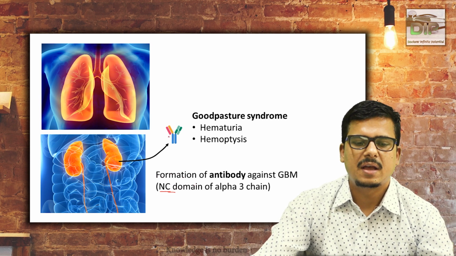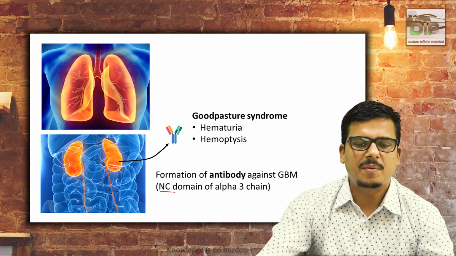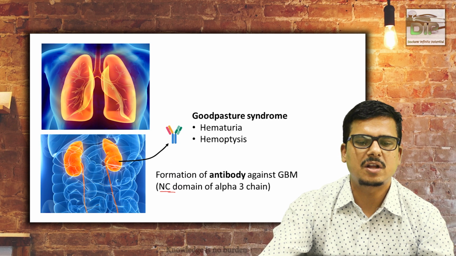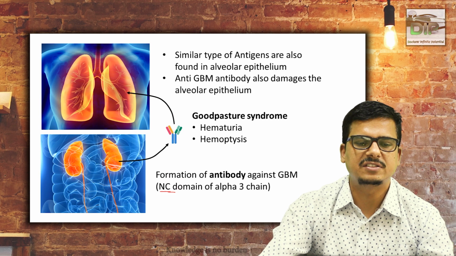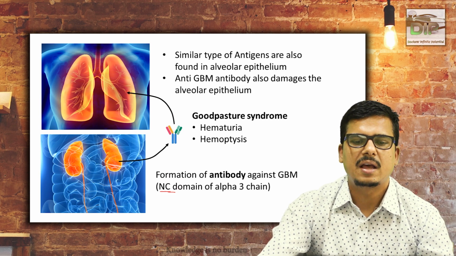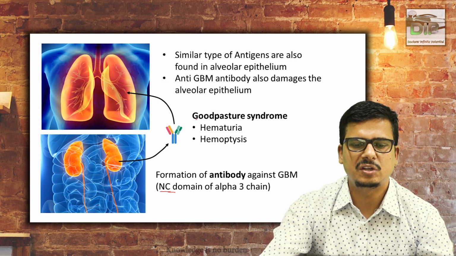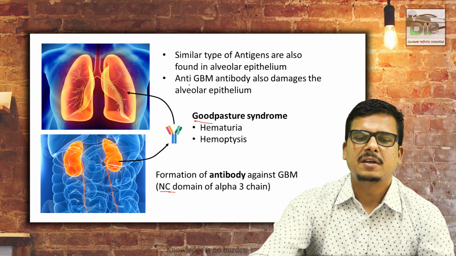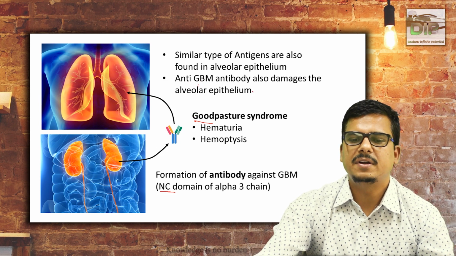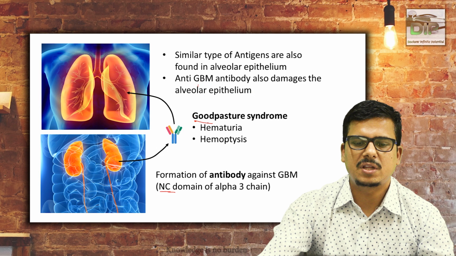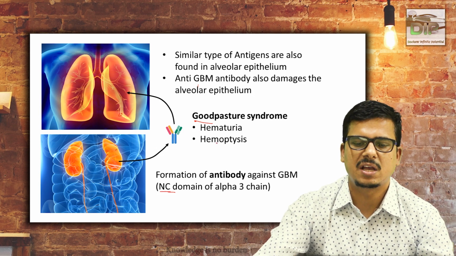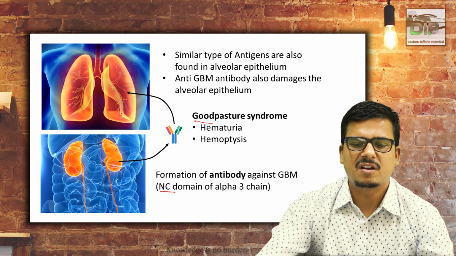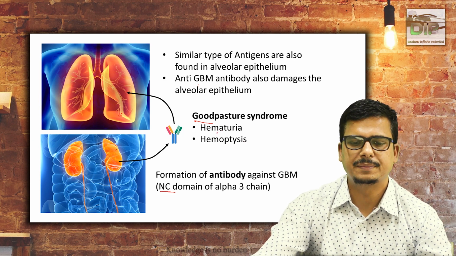The antibody which is formed against these antigens, a similar type of antigen is also located in the alveolar membranes. So that's why this antibody passes through the circulation and reacts with that antigen in the alveolar membranes, and that leads to Goodpasture syndrome. The name is good, but it's a bad syndrome. So anti-glomerular basement membrane antibody also damages the alveolar epithelium. That's why this syndrome is featured by symptoms related to both the kidney and the lung. Hematuria and hemoptysis: hemoptysis means blood in the cough, and hematuria means blood in the urine.